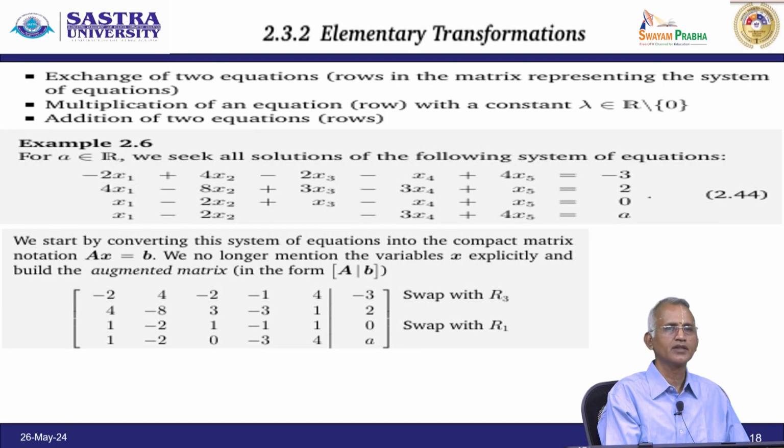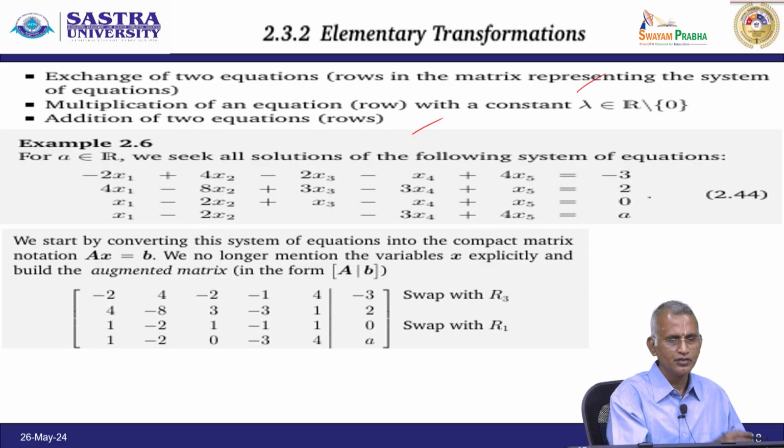Next, elementary transformations. Exchange of 2 rows or 2 equations is allowed, that is, the rows in the matrix representing the system of equations. That is the first step. Next, multiplication of an equation, either row or column, with a constant lambda in R, nonzero, and addition of 2 equations are also allowed. This is the technique you have to apply in elementary transformations.